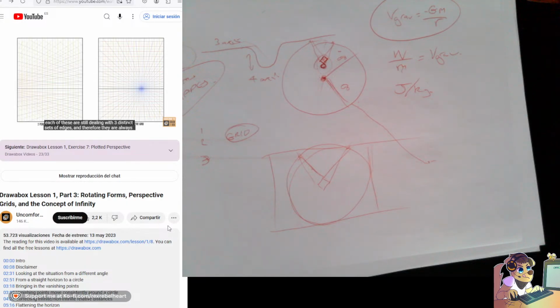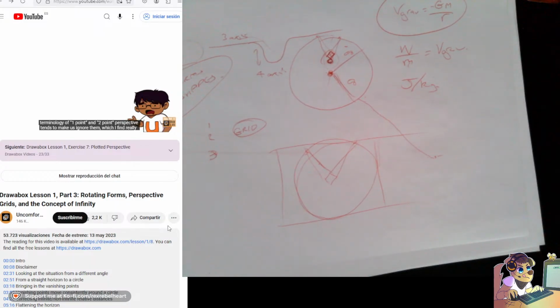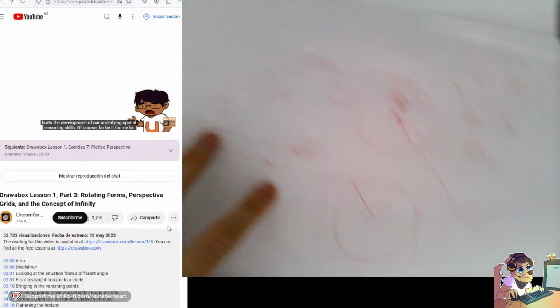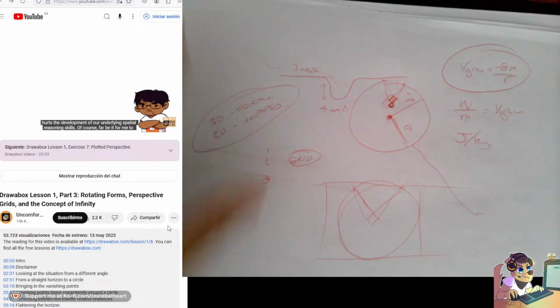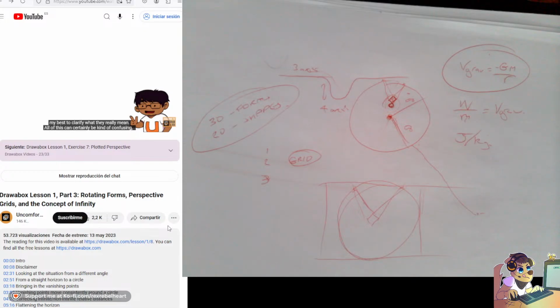Each of these are still dealing with 3 distinct sets of edges, and therefore they're always dealing with 3 individual vanishing points. It's just that some of them are at infinity, but they still exist. We still need to be thinking and talking about them as they exist, whereas the terminology of 1-point and 2-point perspective tends to make us ignore them, which I find really hurts the development of our underlying spatial reasoning skills. Of course, far be it from me to strike such common phrasing from the student artist's dictionary, so I'll settle for doing my best to clarify what they really mean.